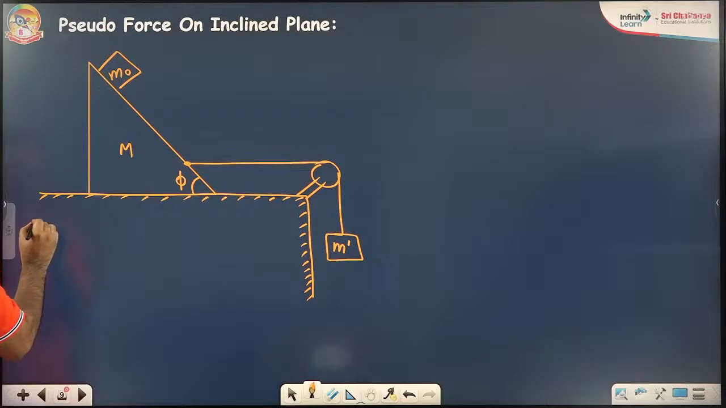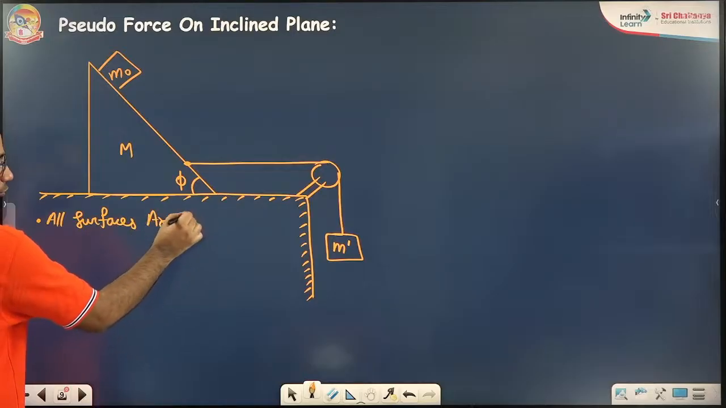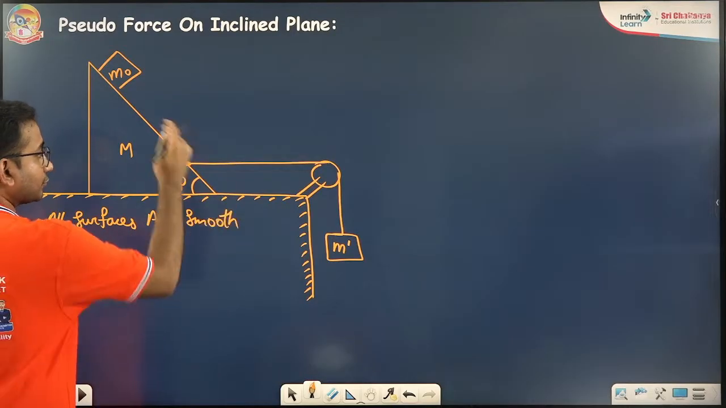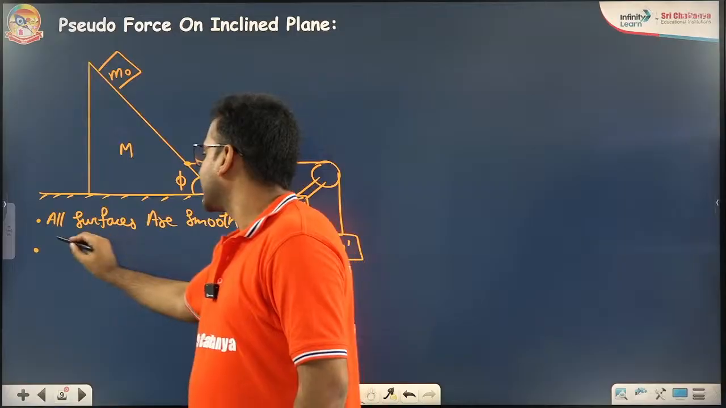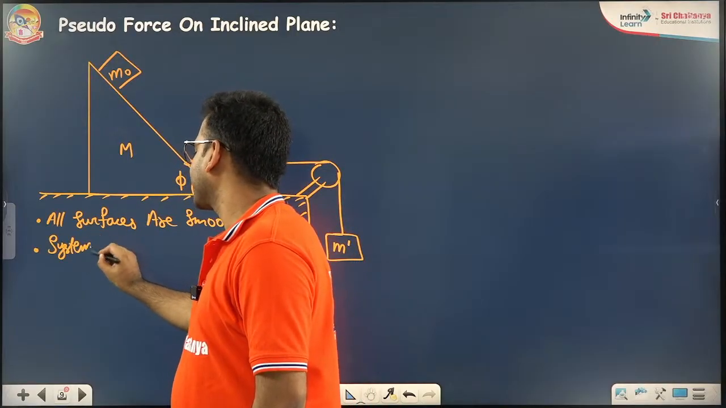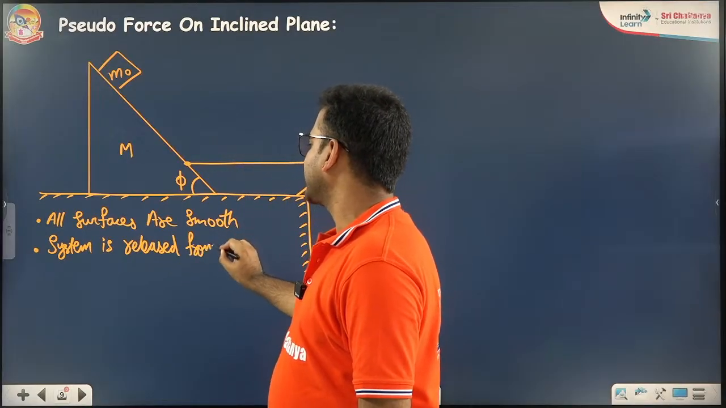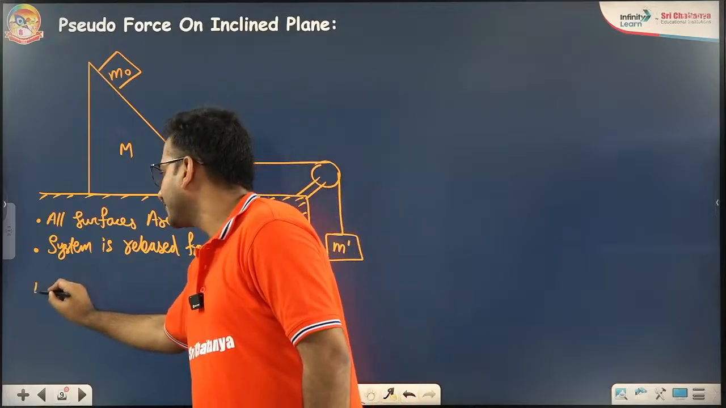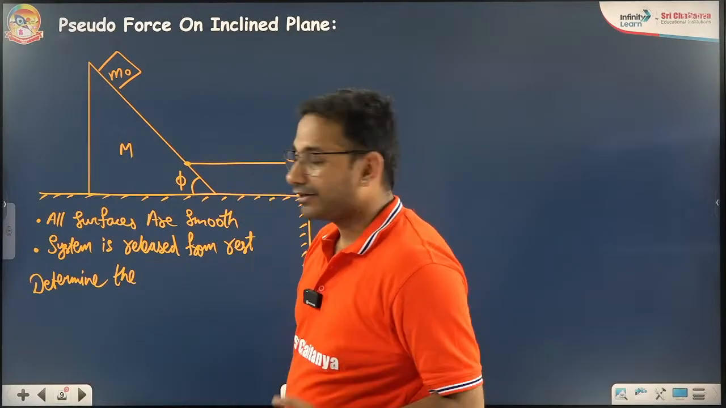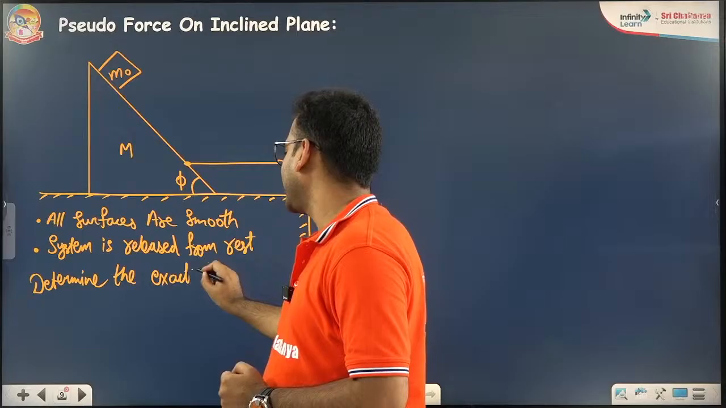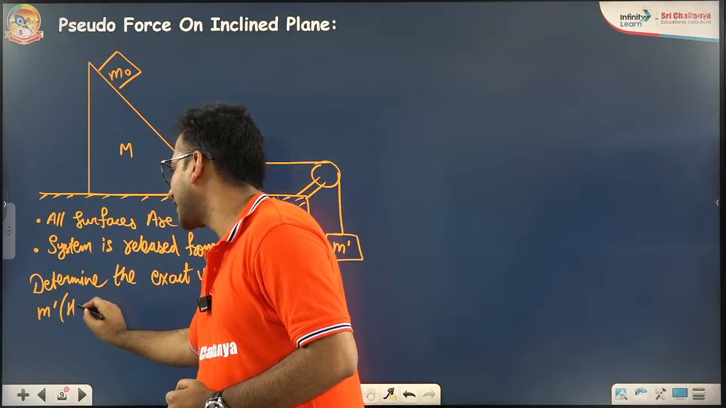All surfaces are smooth. That is given to you. No friction anywhere, not on the wedge and not on the surface. And the system is released from rest. The examiner is asking you to determine the exact value of m dash, that is the hanging block.